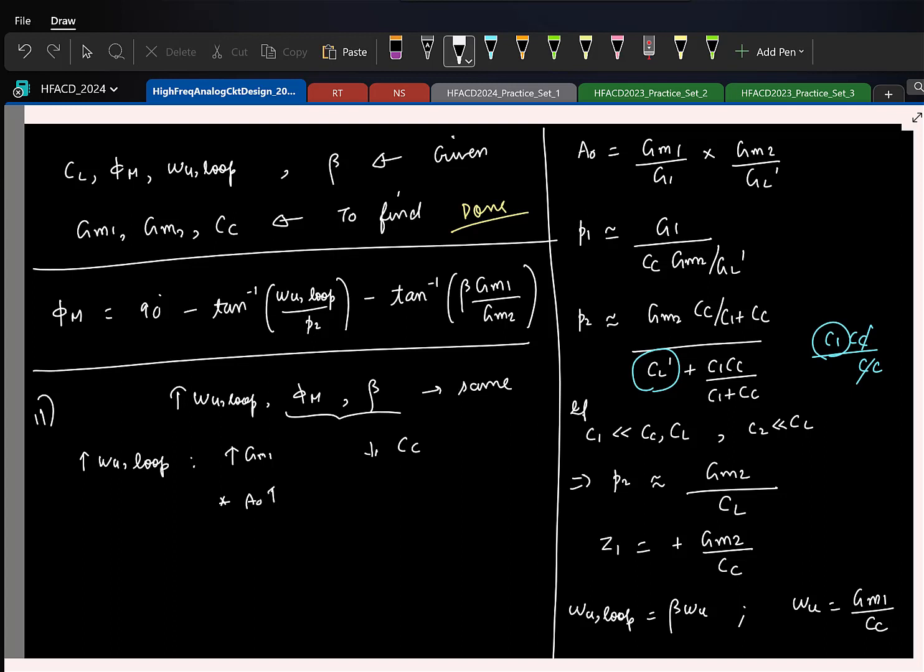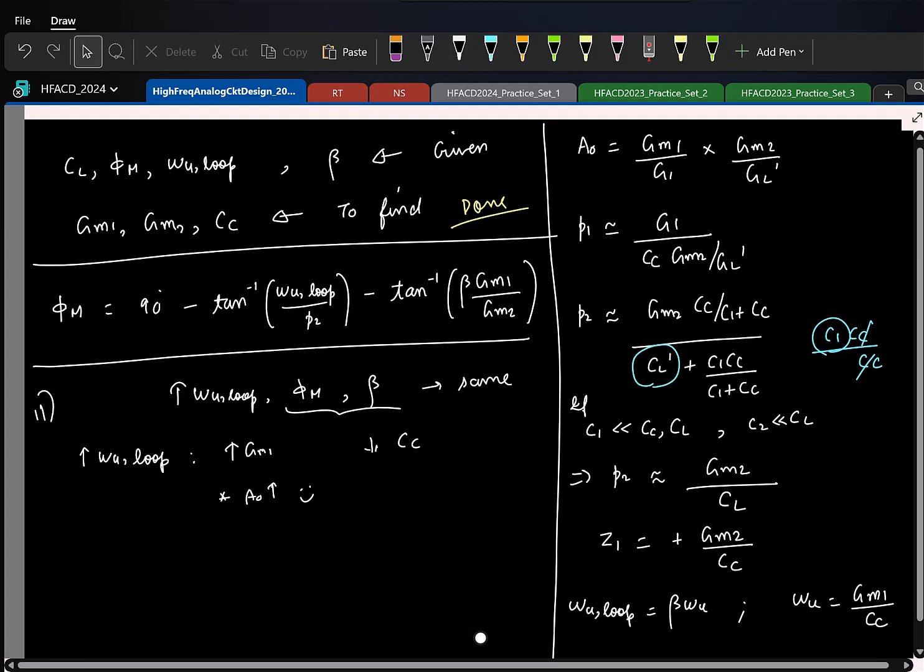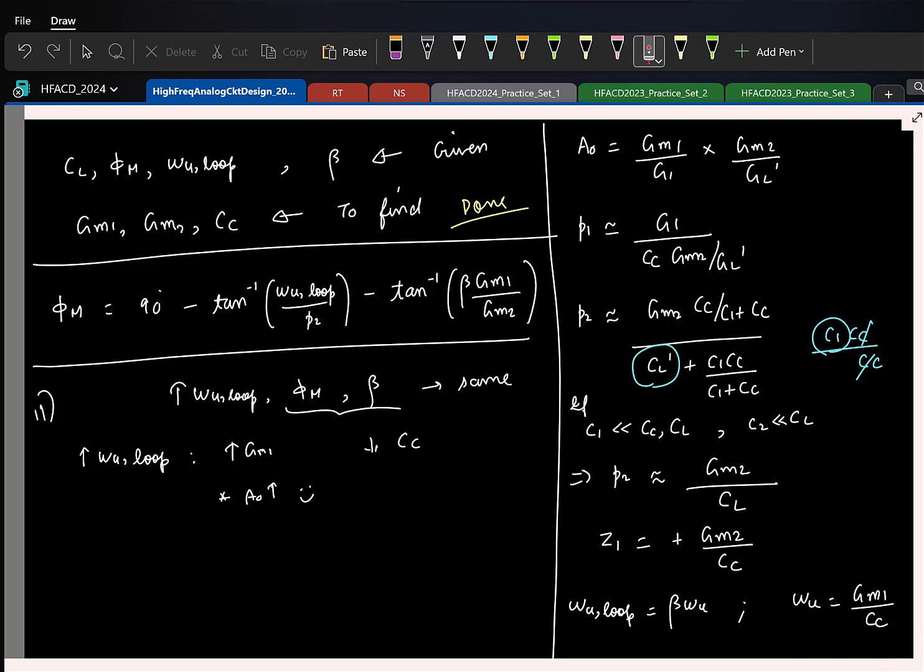That's fine, right? And if you reduce CC, what all can happen? Pole 1 can shift to the right. Pole 1 can slightly come to the right. Also remember, we had made this assumption that Cc is greater than C1. So that probably you should check, right?